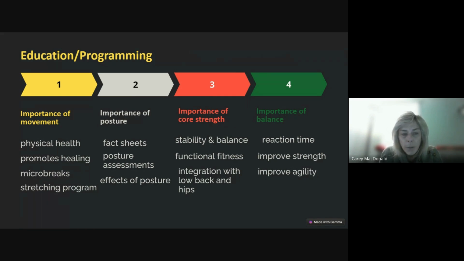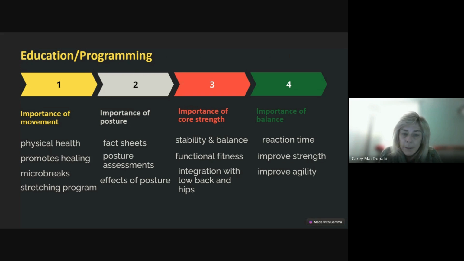The importance of their posture, providing fact sheets, providing posture assessments for them, and the effects of negative posture, and how they can improve their posture overall, and how that will help their upper back, lower back, shoulder, thoracic, cervical as well.